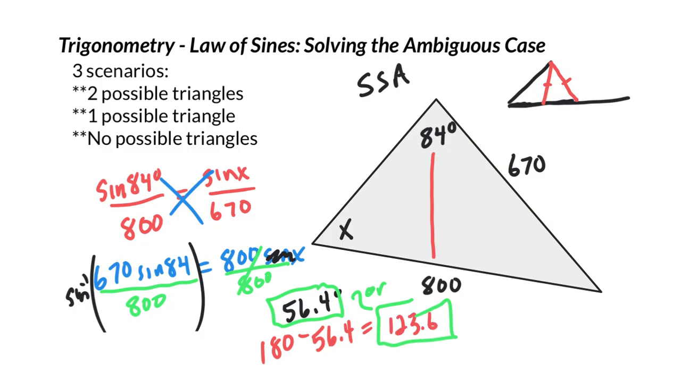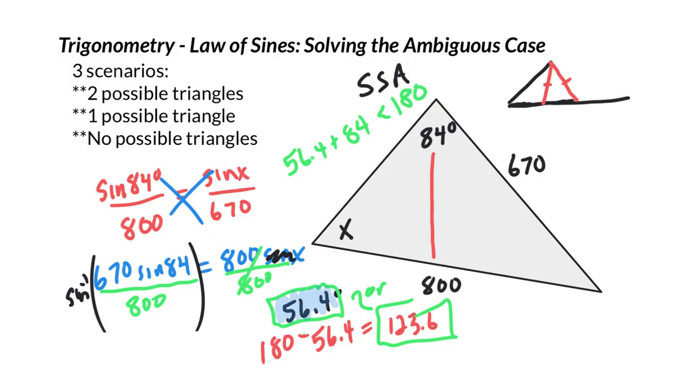But if you were to add up 56.4 and 84 degrees, you would get something that is less than 180, meaning there is some leftover angle to go down here. We got some more degrees to work with. This makes a triangle. This one works.